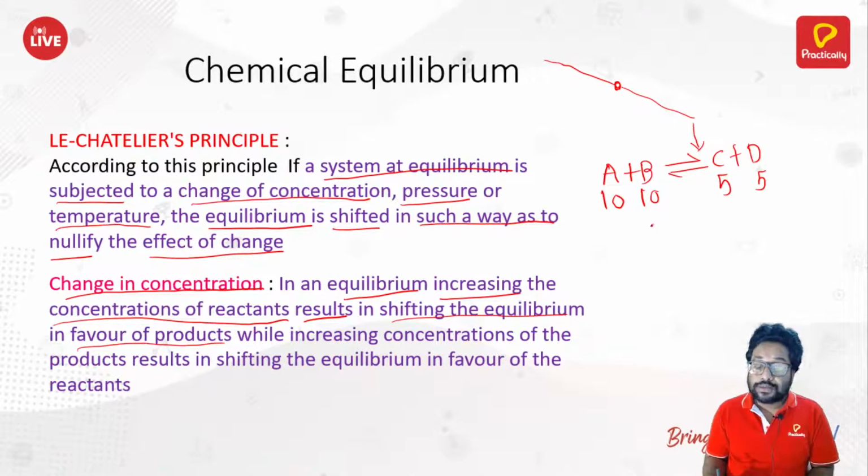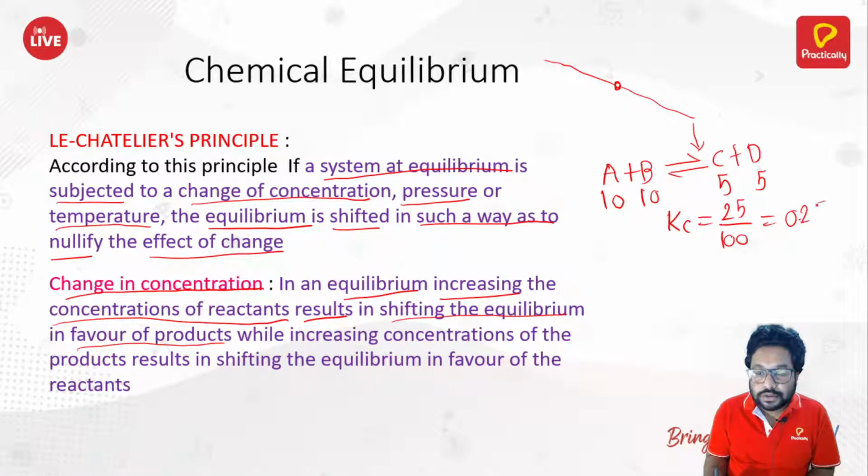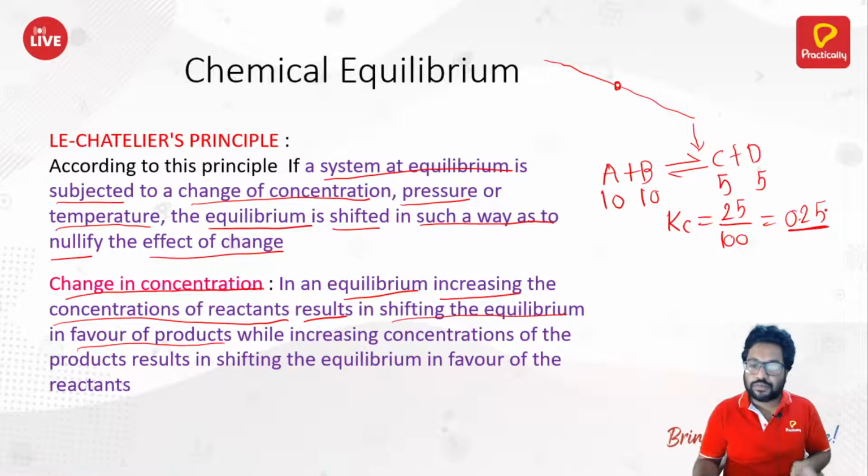According to our equation of equilibrium, what must be its Kc? Kc is 5 into 5, 25, divided by 100. It is equal to 0.25.